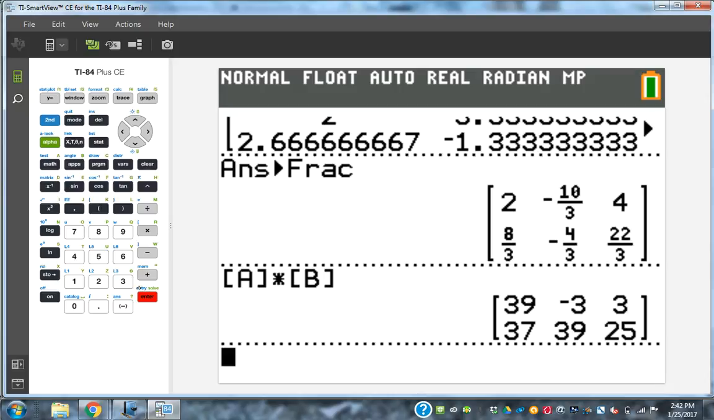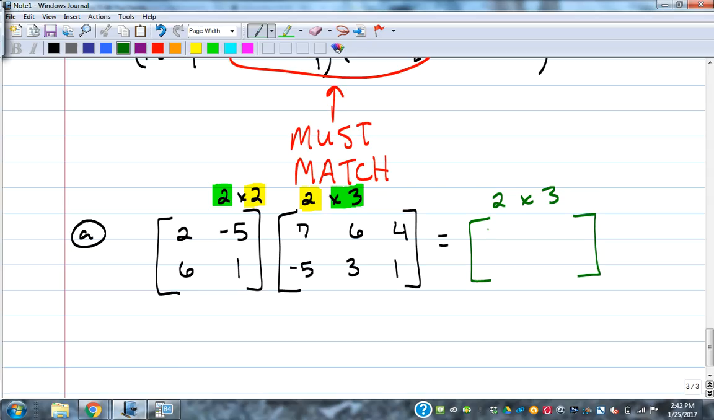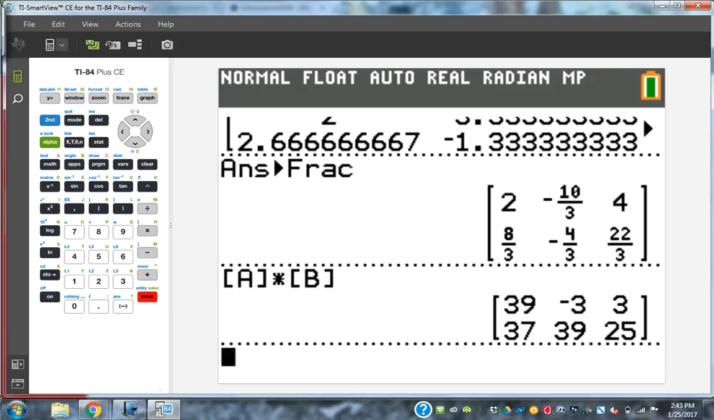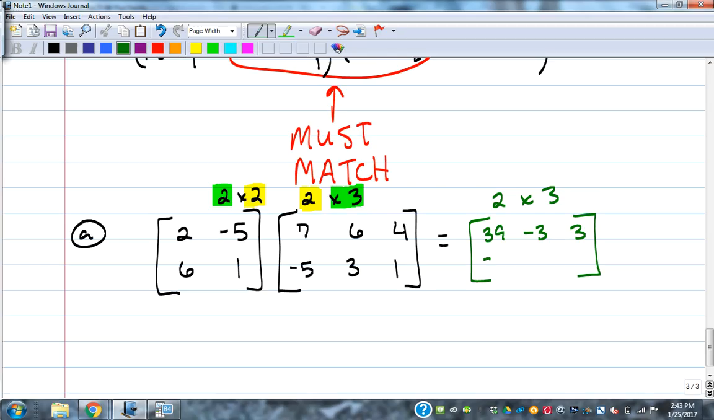39, -3, +3. Oh, bless you. Well, it's not as hard as the class gets. We get a lot harder than this. Just these, no, they don't get any harder than that. And then what was the bottom part of that? 37, 39, 25. And there we have that.